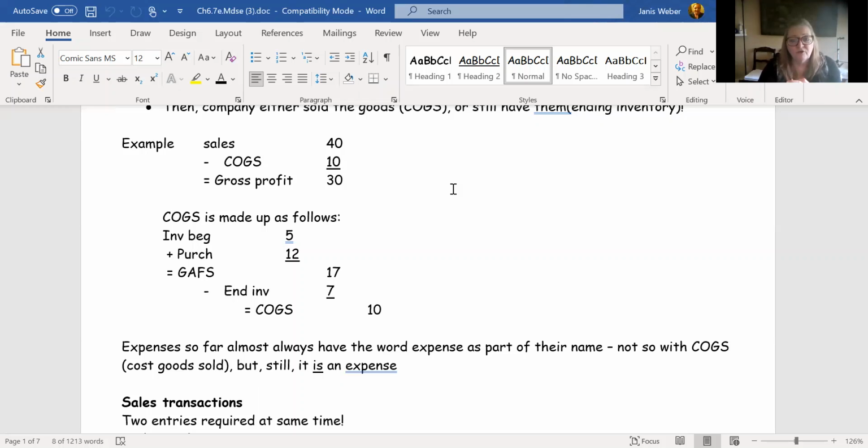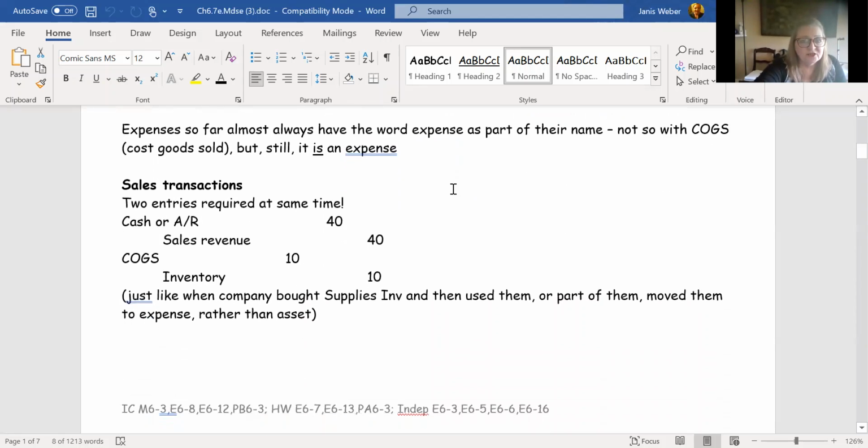So expenses so far almost always said the word expense, but this is where we add some costs that are not saying the word expense, but they are an expense. Cost of goods sold is the expense related to the sale. And so it says the word cost instead of expense, but it's still an ordinary expense account. So when you go to do things like closing, it still will be part of the closing entries for expenses.